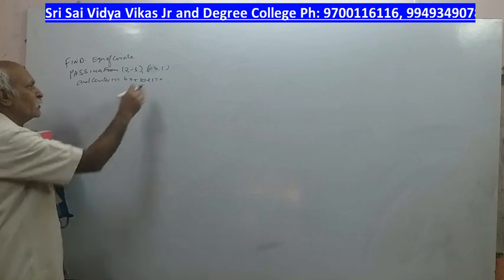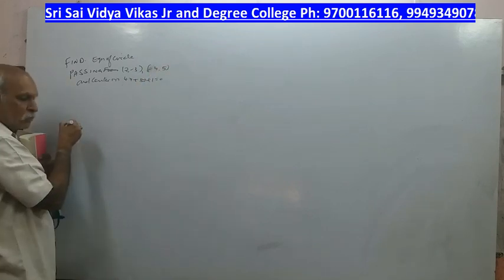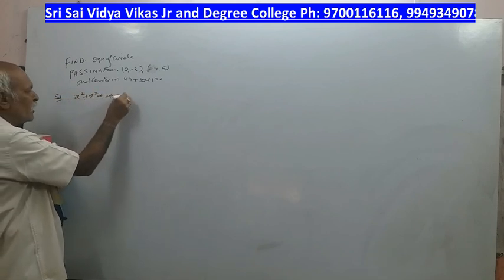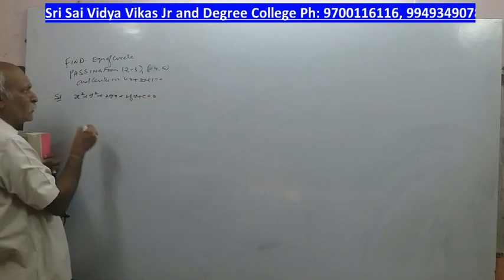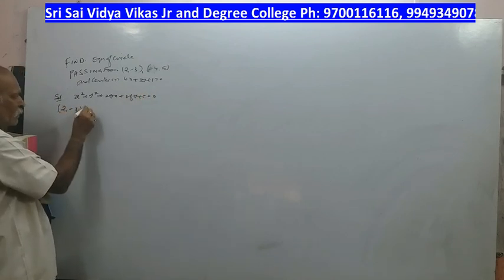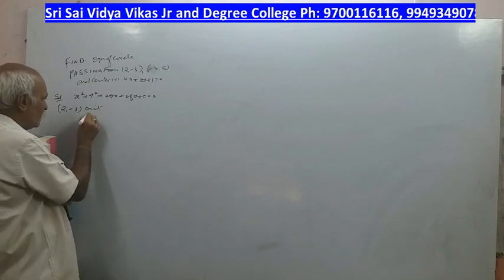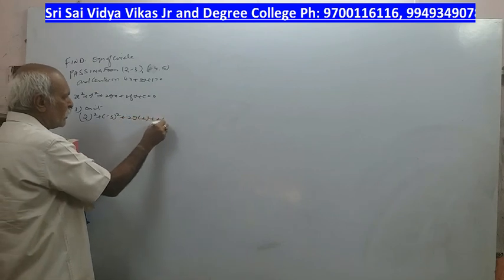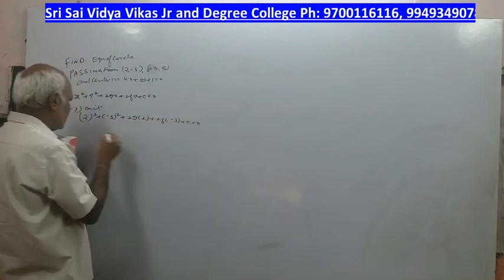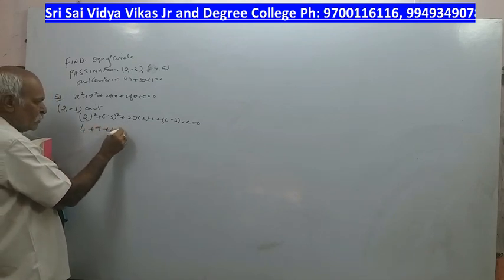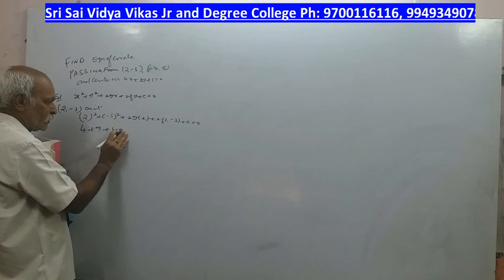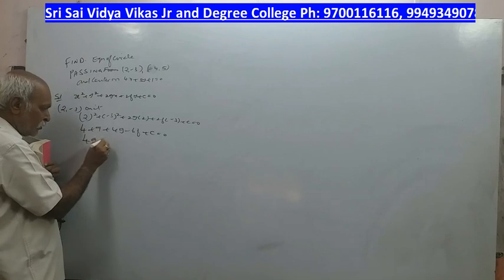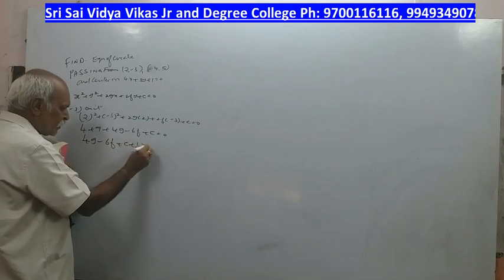Okay. Now look at the solution again. x square plus y square plus 2gx plus 2fy plus c is equal to 0. Again, first point on it. So what will happen? 2 square plus minus 3 square plus 2g into 2 plus 2f into minus 3 plus c is equal to 0. 4 plus 9 plus 4g minus 6f plus c is equal to 0. Rewrite: 4g minus 6f plus c plus 13 is equal to 0.